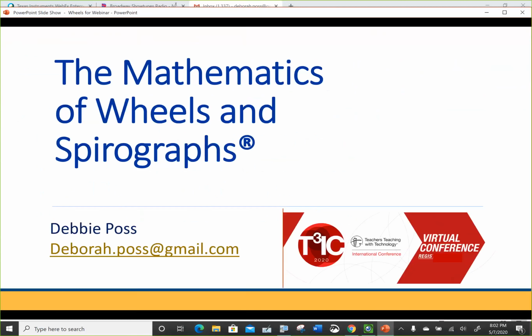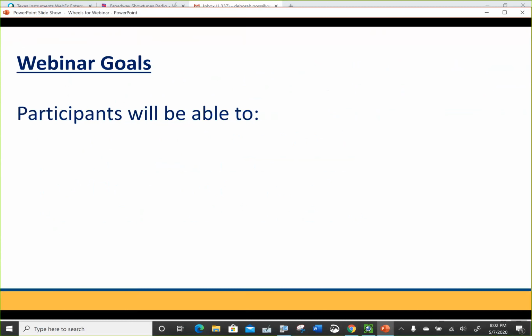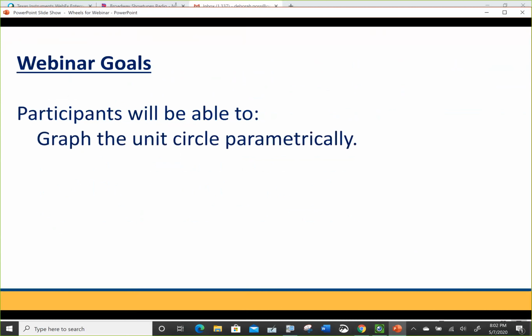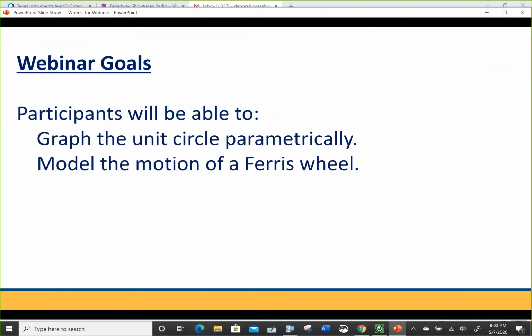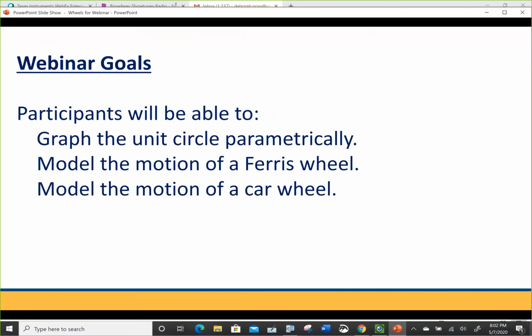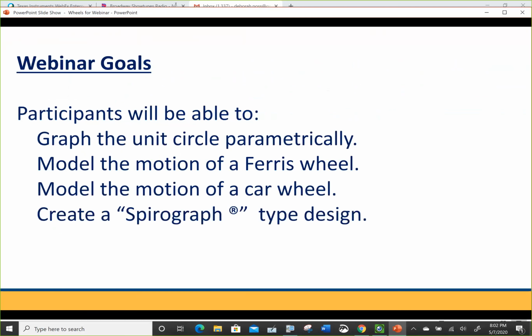Thank you. Tonight we're going to look at the mathematics of wheels and spirographs. And the objective of this: participants should be able to graph the unit circle parametrically, model the motion of a Ferris wheel, model the motion of a car wheel, and then create a spirograph type design.